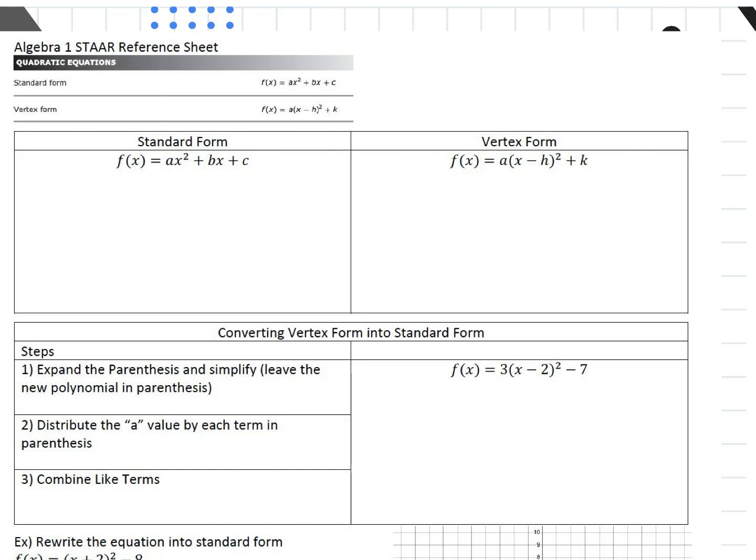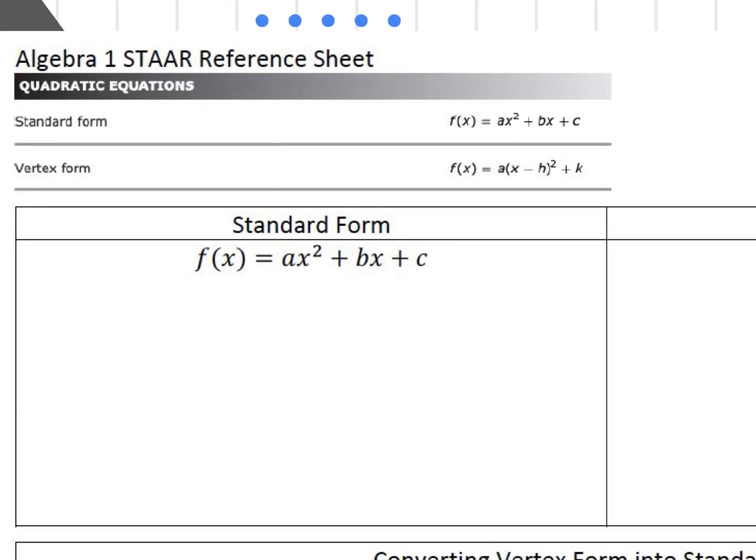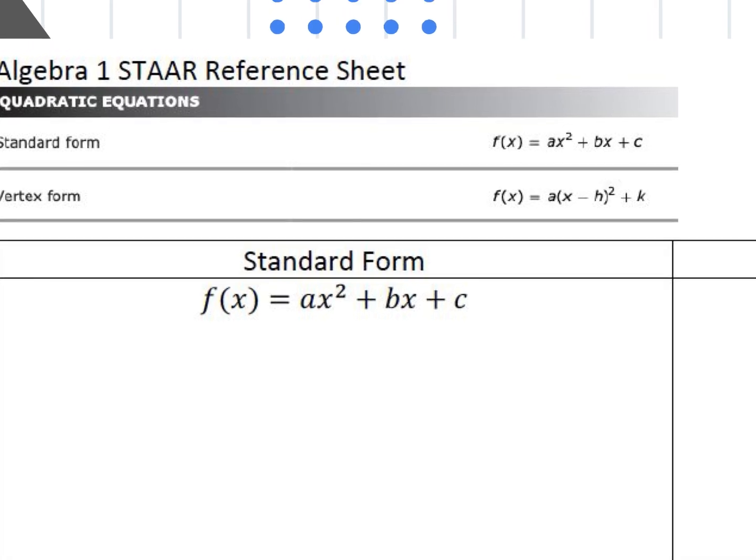So the first thing I want to draw your attention to when we're talking about standard form and vertex form is your formula chart. Both of these are in fact on your formula chart. You don't have to memorize them, okay? I just want you to be aware. Remember, that is always available. It'll be on STAAR. It's going to be in anything we do in Eduphoria.